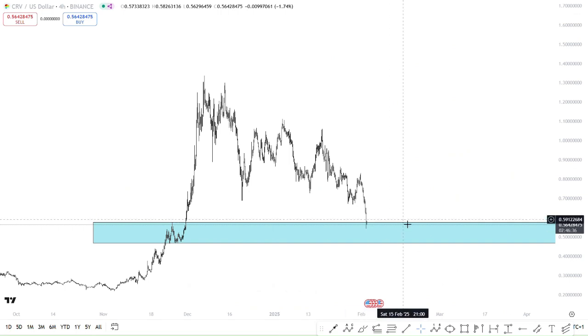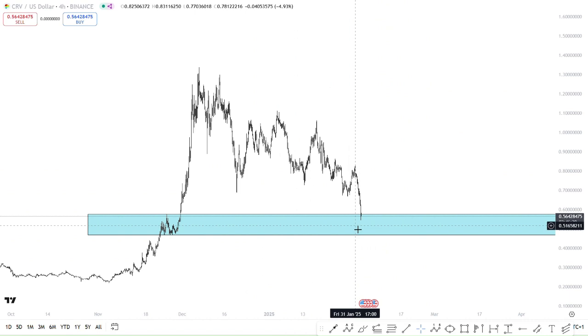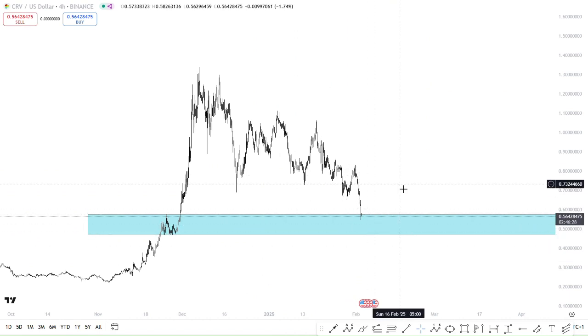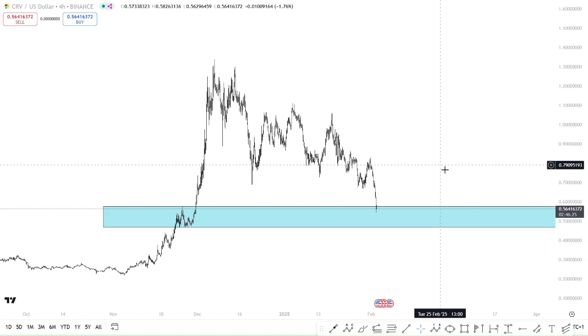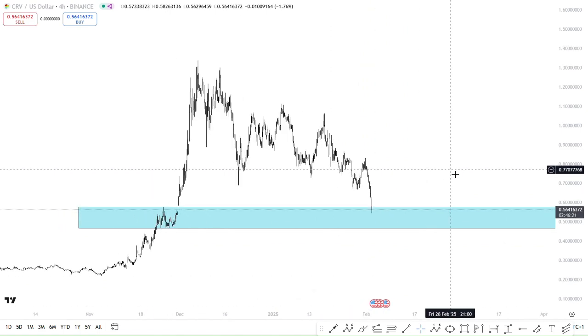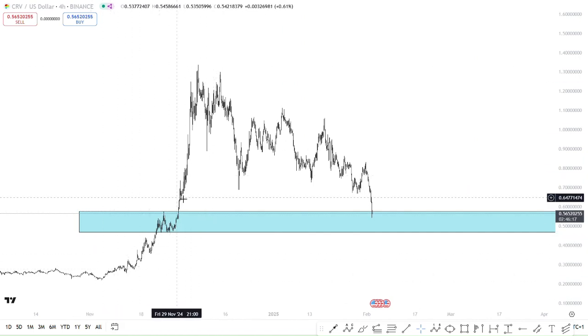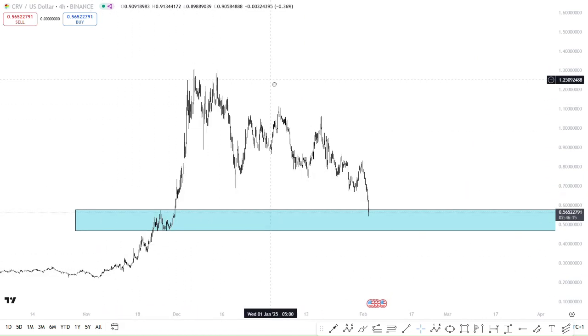Today's Patreon video is going to be about CRV, Curve, but there's also a lot of other coins that look like this that we've been calling for these zones to the downside. So I'm going to use Curve as an example here, but it can really be used on any altcoin that you're looking at, when you've got wave structures like this, a nice curvy wave to the upside.